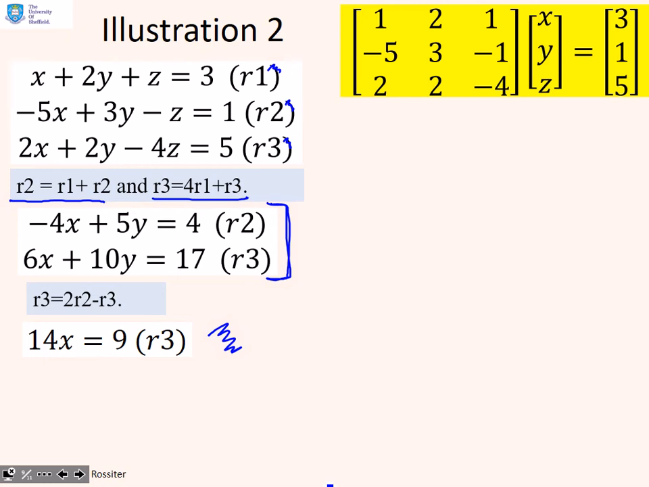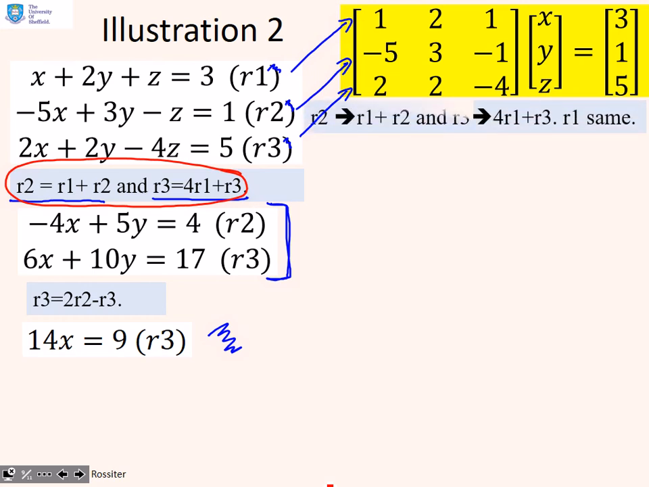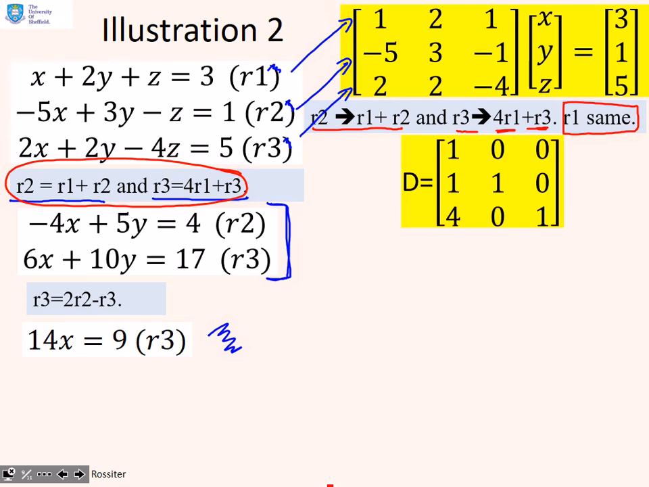Now next let's look at this in matrix form. So you can see row 1's up here, row 2's here, and row 3 is here. So can I represent these row operations with an equivalent pre-multiplier? So in essence I've said I want row 1 to be unchanged, row 2 goes to row 1 plus row 2, and row 3 goes to 4 row 1 plus row 3. So the pre-multiplier that does this is this D. You can see the top row, row 1's unchanged, the second row becomes row 1 plus row 2, the third row becomes 4 row 1 plus row 3.